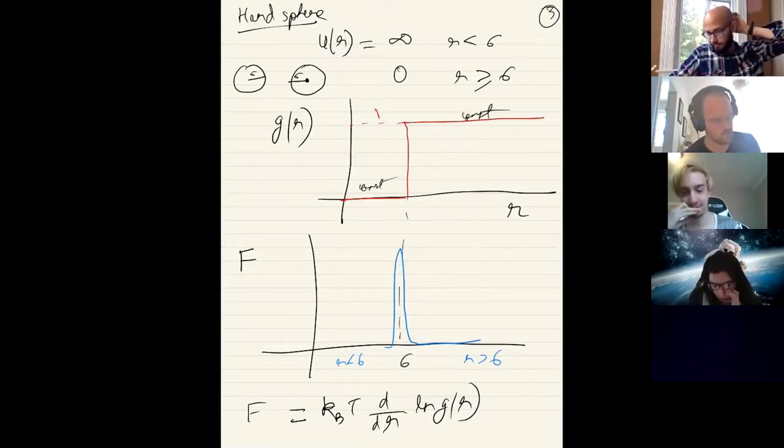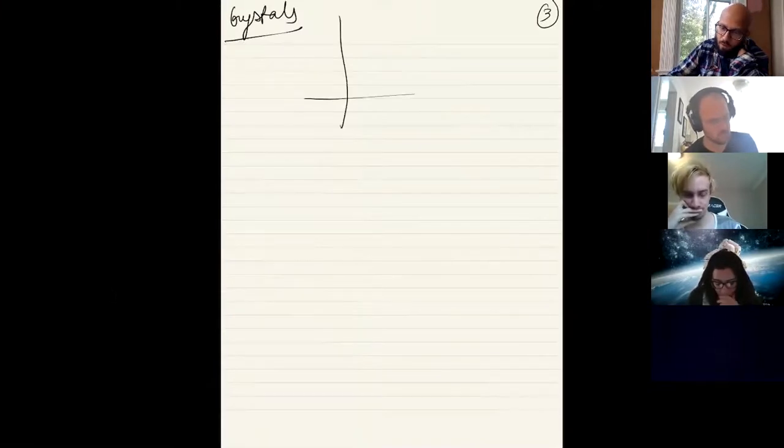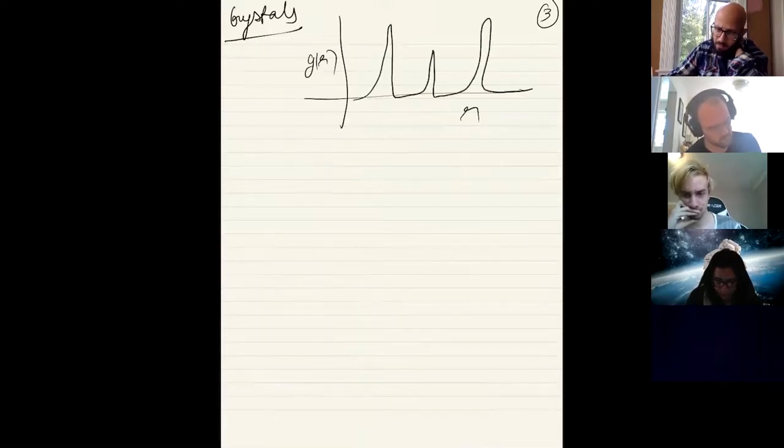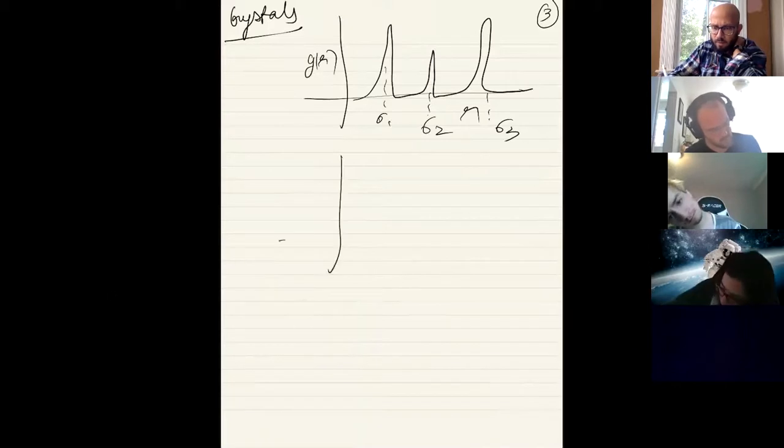Yeah. So now let's look at a crystal. A typical G of R for a crystal is something like 0, then there is a peak, then some other peak. These correspond to, let's say, sigma 1, sigma 2, sigma 3, the first neighbor distance, the second neighbor distance, the third neighbor distance. And again, in between, the G of R is constant. So the force will be 0 and you will have delta function peaks wherever these peaks are.